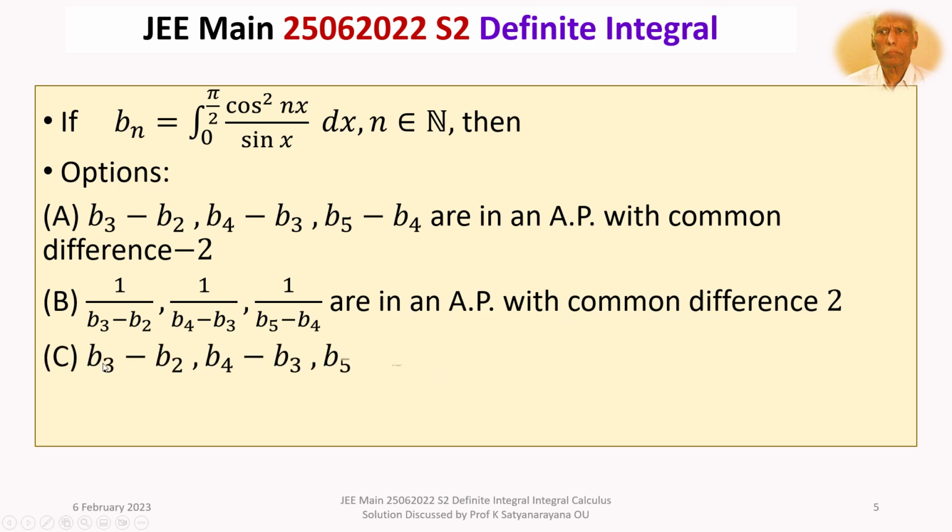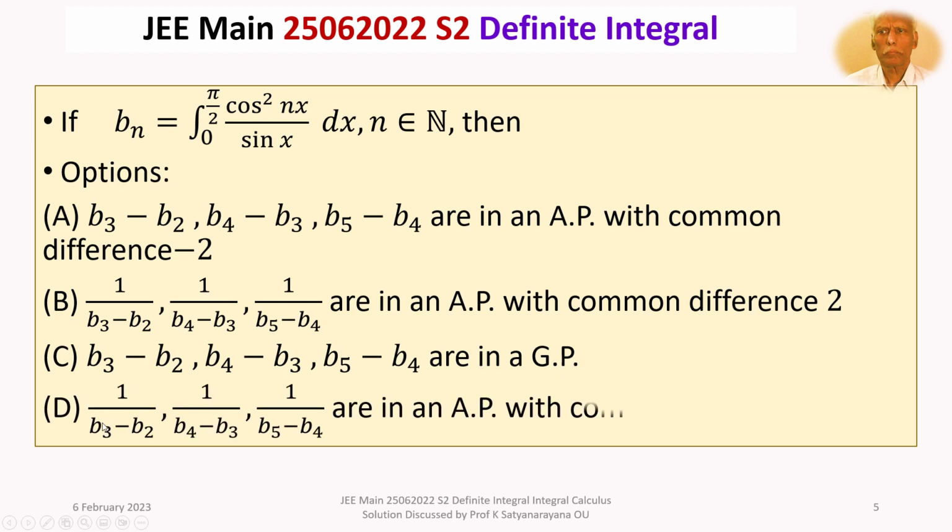Option C: b3 minus b2, b4 minus b3, b5 minus b4 are in a geometric progression. Option D: 1 by b3 minus b2, 1 by b4 minus b3, 1 by b5 minus b4 are in an arithmetic progression with common difference minus 2.